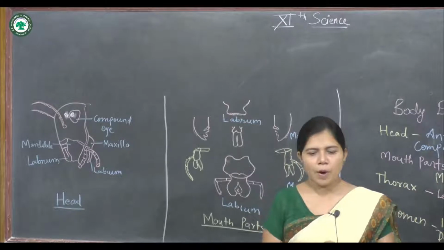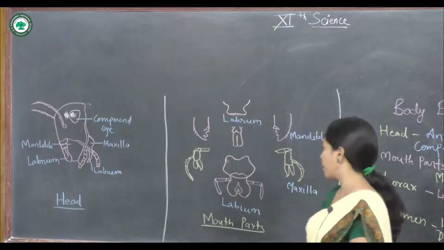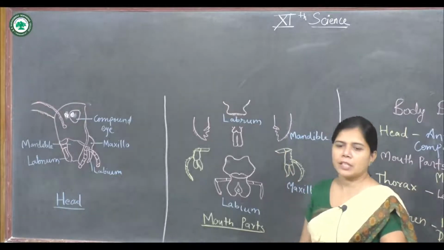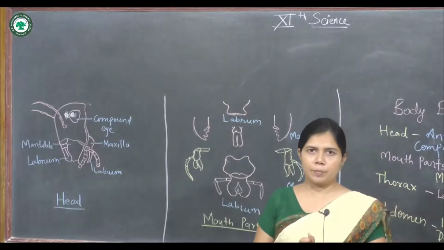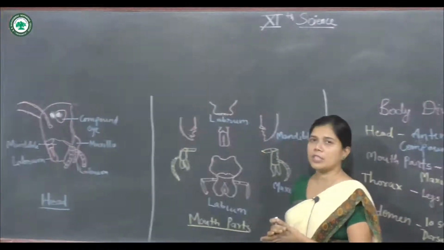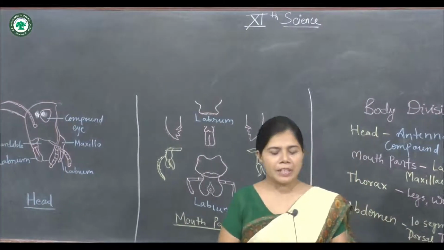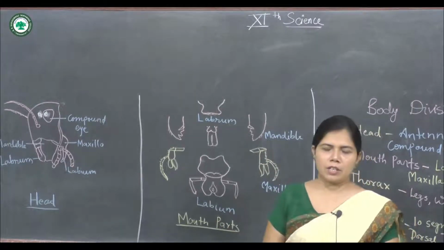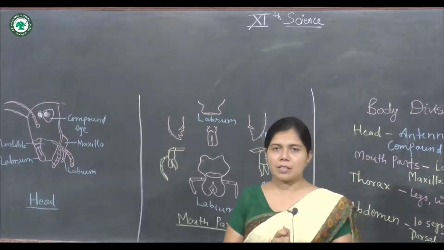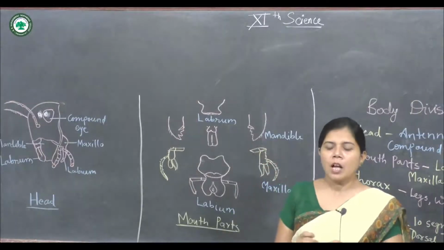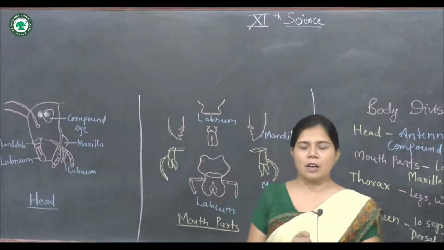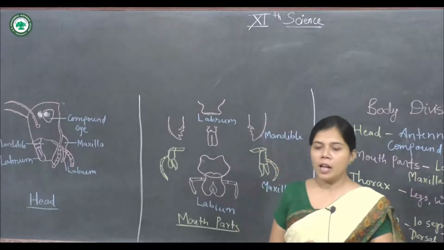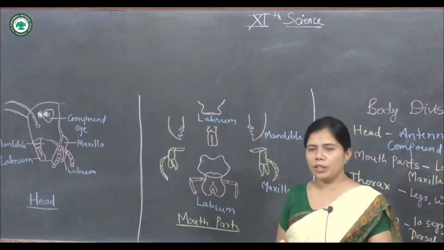The mouth parts of the cockroach are comprised of, first, the labrum. The labrum is called the upper lip. It is a single flap-like movable part which covers the mouth from the upper side. That's why it is called the upper lip of the cockroach. It forms the anterior wall of the preoral cavity. It is useful in holding the food during feeding.